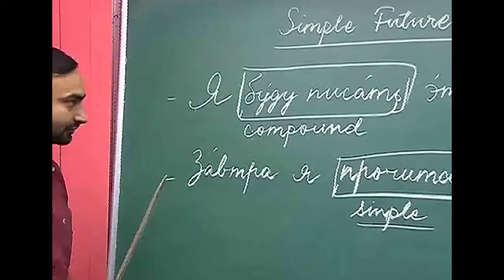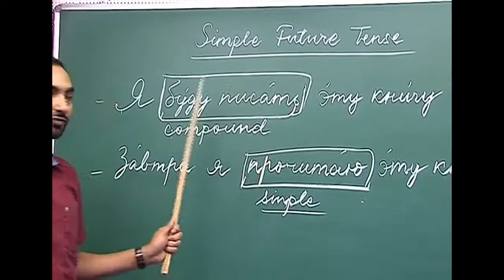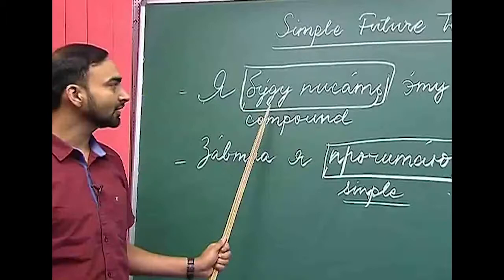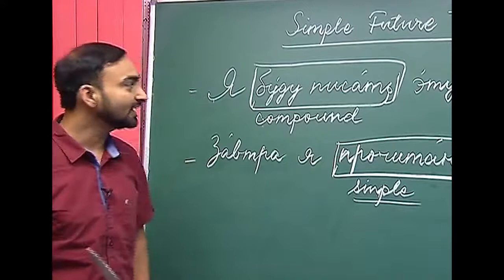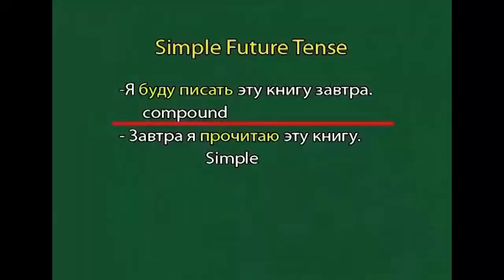If you remember, compound future tense is denoted by the infinitive form of the verb and the conjugated form of the verb быть, which is to be. So, it is an auxiliary verb. So, auxiliary verb plus infinitive form of the verb is used to denote the compound future tense in Russian language. For example, Я буду писать эту книгу завтра. So, I will read this book tomorrow. So, this is how we denote the compound future tense.